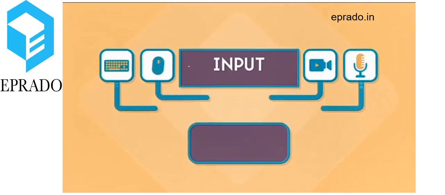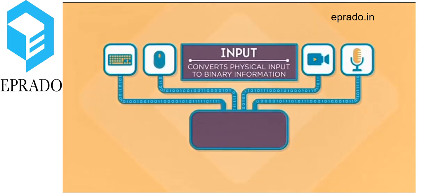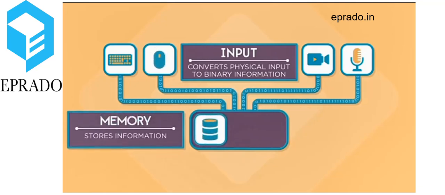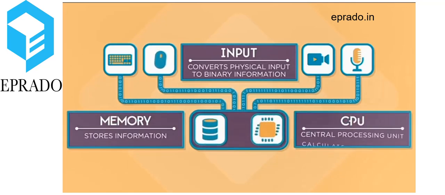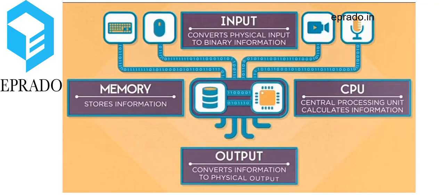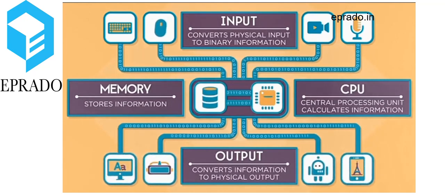Input. The input devices are devices that provide information from the user to the computer. These devices get information and store it in the memory, then process it in the central processing unit. The processed data is provided to human beings through the output devices. The output devices get the information from the CPU and provide it to the user.